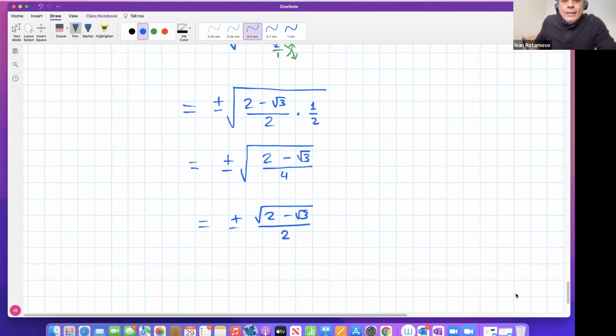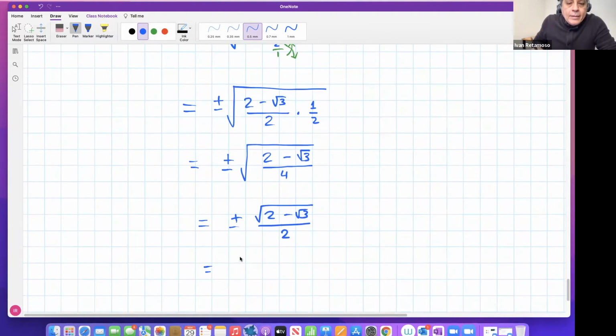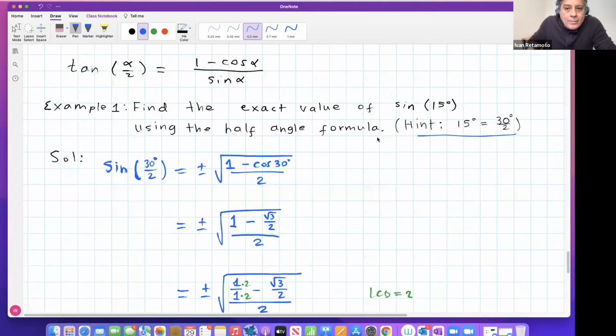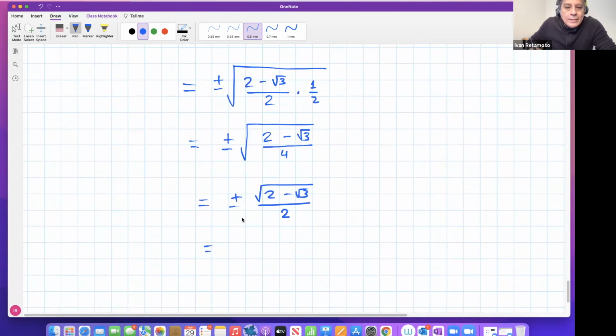Now, Professor, what do I do with this plus minus? Well, go back to the original problem here. They are asking you to compute sine of 15 degrees, right? This 15 degrees is in quadrant, sorry, 1. In quadrant 1, the first quadrant, 15 degrees in quadrant 1, right? So therefore, it means that this sine of 15 degrees, half of 30, should be positive. So you just ignore the negative one and you say, okay, this is just this, the square root of 2 minus the square root of 3 over 2. And that's it. That's it.